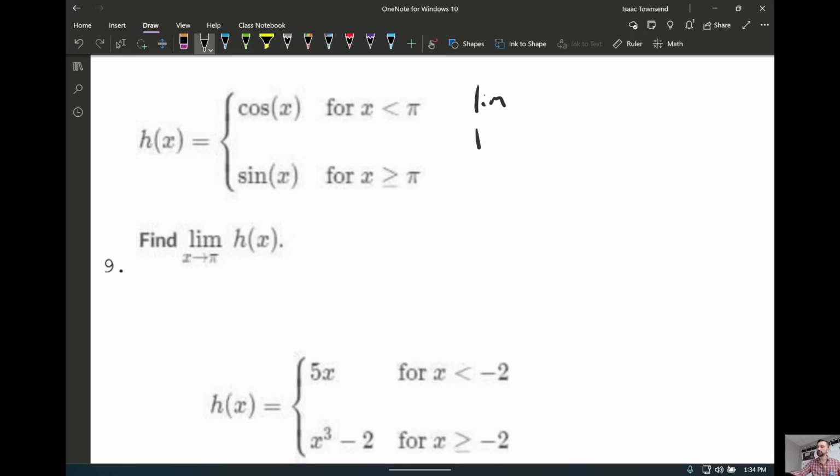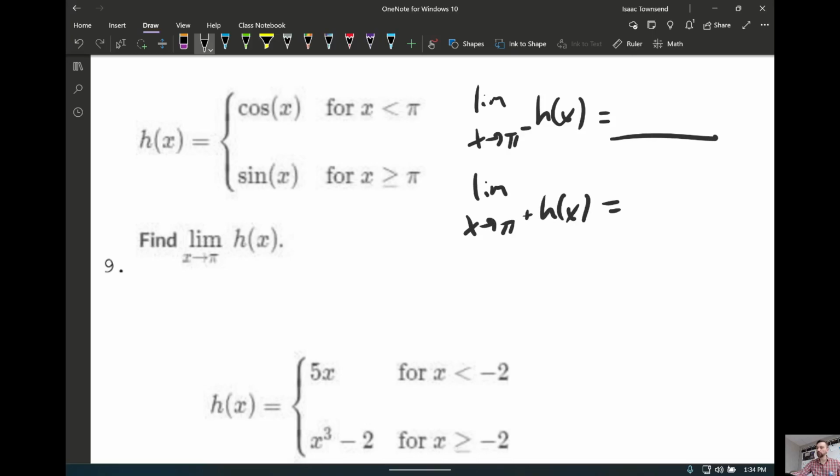So at least in my head, I'm thinking about what it approaches from the left, and what it approaches from the right. Even if you're not physically writing that down, you have to be asking yourself those two questions. Which one of these should I plug it into if I want to know from the left? Top one, because that's when x is less than pi, which would be from the left. So I'm going to plug pi into this. Cosine at pi is negative 1.